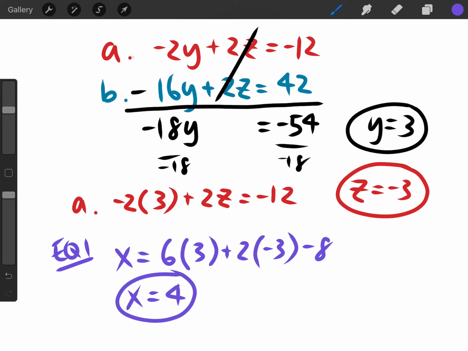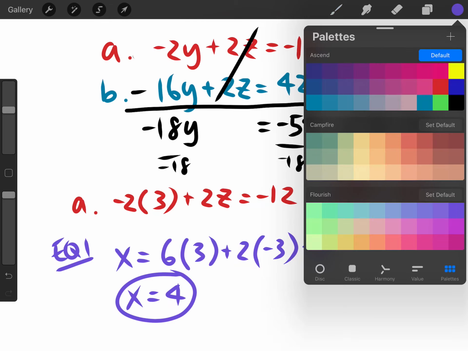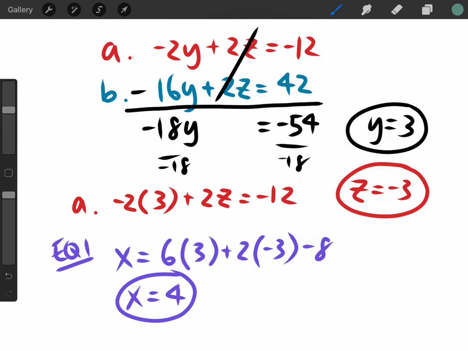Okay, and you want to create a good habit. You want to put in the order triple, so it's going to be 4, comma, 3, comma, negative 3. That will be your answer.